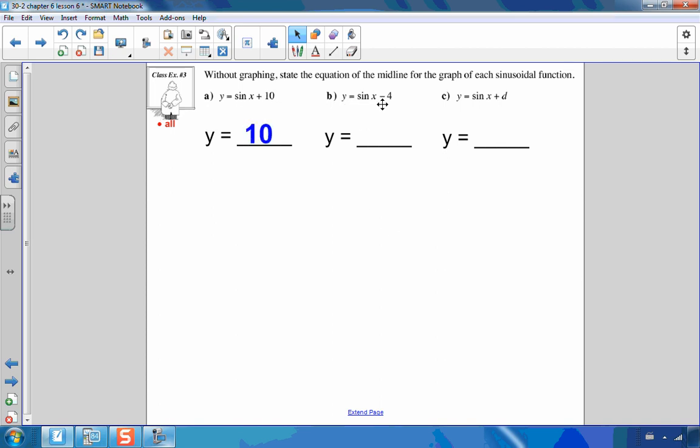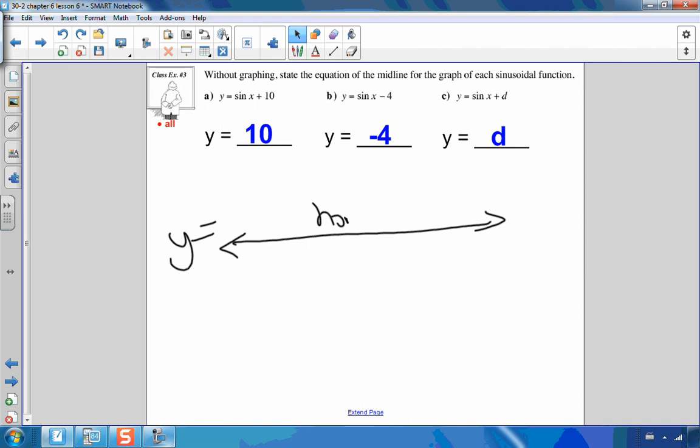I have sine x minus 4. The midline will be y equal to negative 4. And then in general, sine x plus d, I have my midline as y equal to d. So remember, midline is a horizontal line. That's why they are all y equals equations, because the midline is a horizontal line.